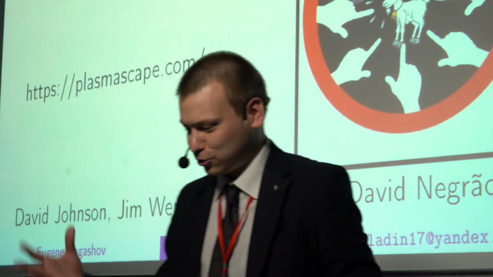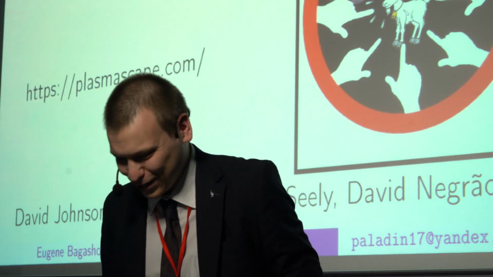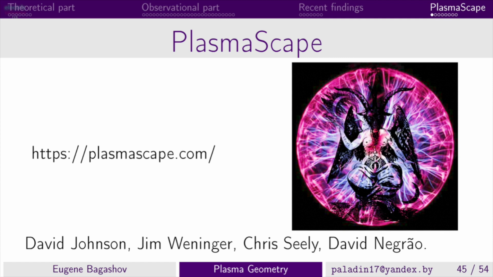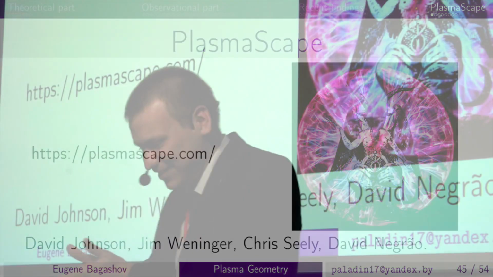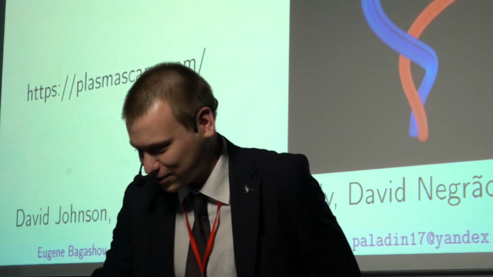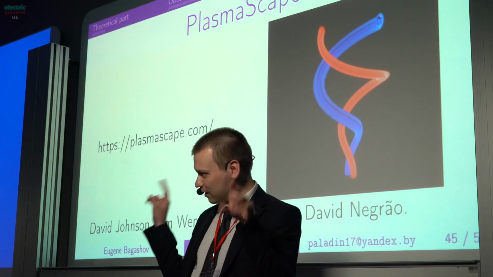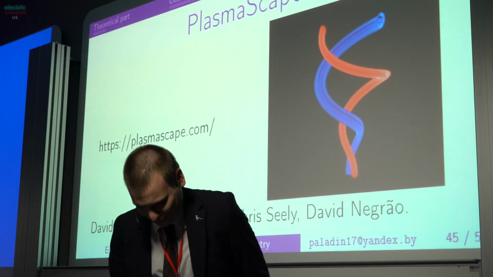But then we brainstormed a little bit. So this is what David Johnson came up with. This is what Chris Seeley came up with. But we thought, Chris, we probably shouldn't expose ourselves so obviously, we should be a bit more discreet. Okay, but anyway, this is the thing we ended up with. It was also designed by Chris Seeley. So again, you have two horns and a beard, and it's also cool that the red is kind of like a P, and the blue is kind of like an S, so it's kind of like a Plasmascape, okay?